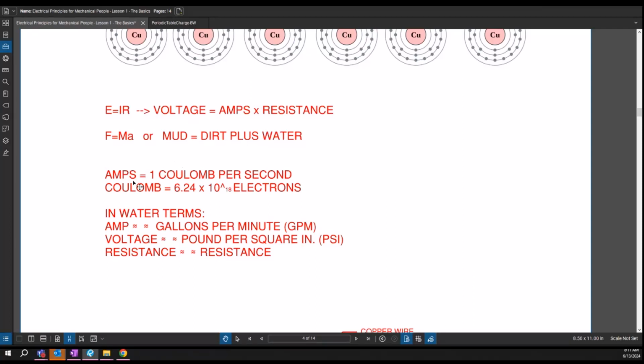All right, so to keep going, to understand what this is, technically the amp is 1 coulomb of electrons per second. And a coulomb is equal to a ridiculous amount of electrons. So if I have that many electrons flow through one location for 1 second, I have exactly 1 amp. Does that make sense?